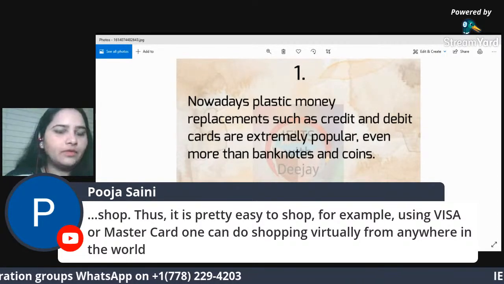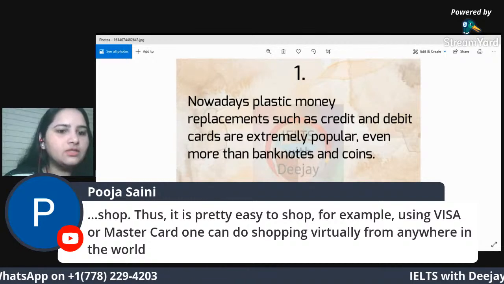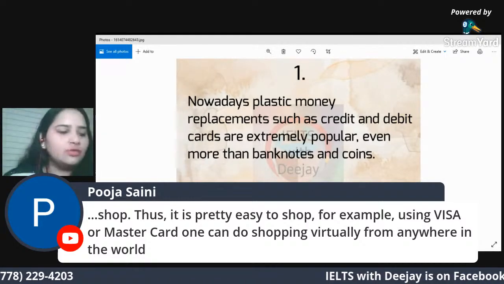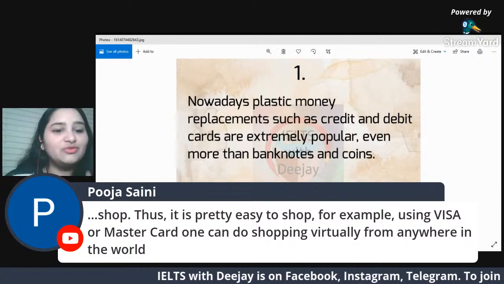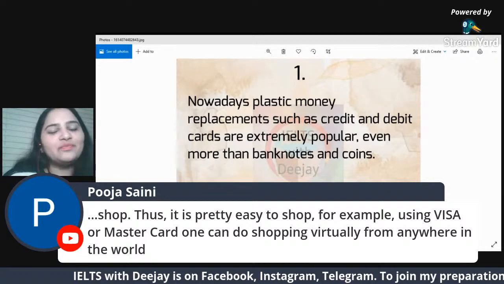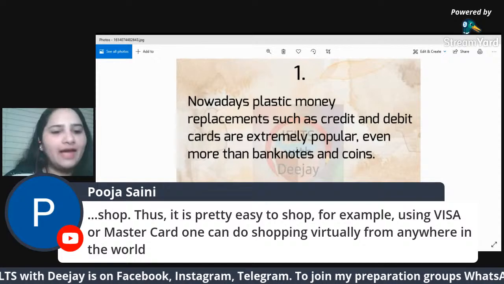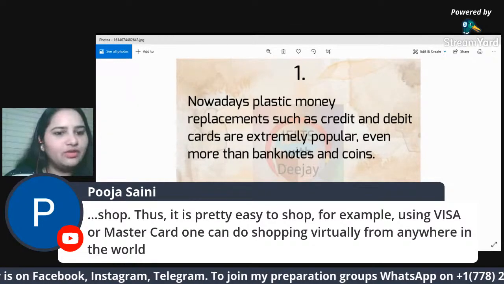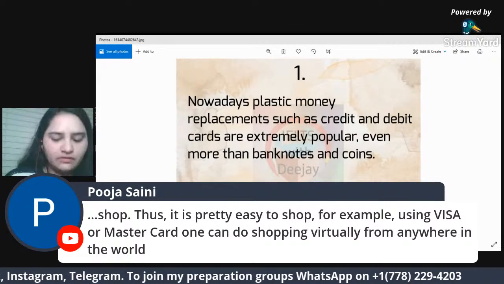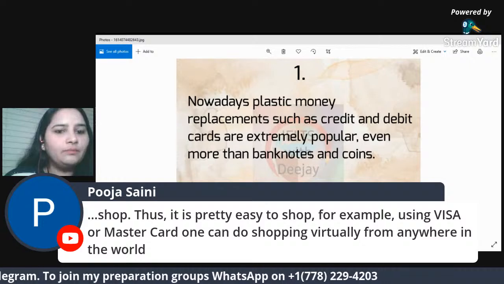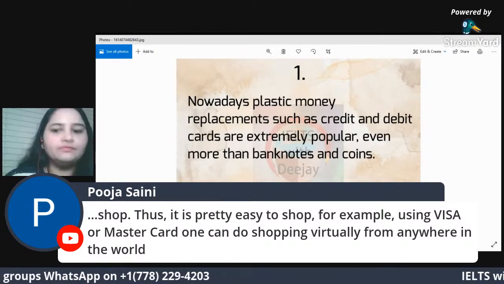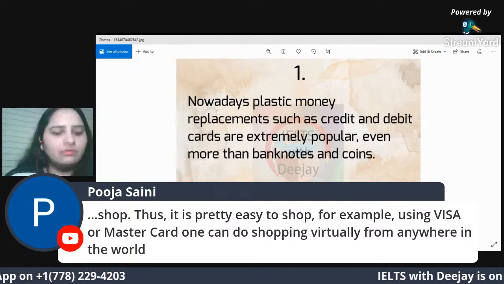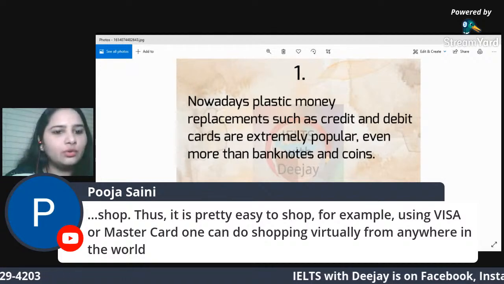Because you can buy each and everything, like we buy lots of things online, and we have to do the payment before the shopping. So that is the reason we have these cards, so we can do the payment and buy each and everything. We can buy things from international sources as well, from international websites as well. So this is a good one. The second idea is also a good one, Pooja.